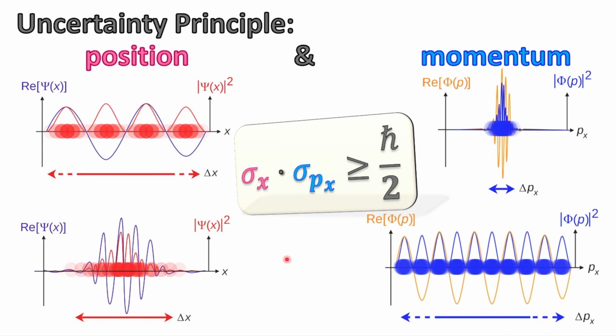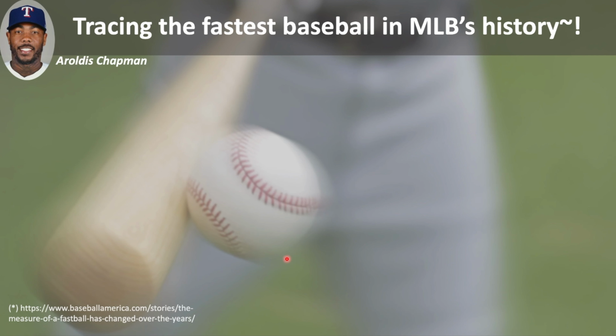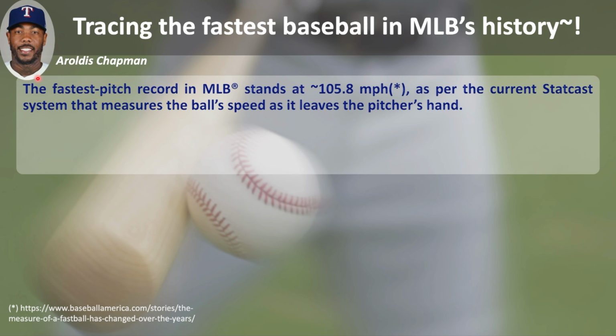Okay, let's land this with an example of everyday life. For this, we're going to be tracing the fastest baseball pitch in Major League Baseball's history. It turns out that Aroldis Chapman, this gentleman here, holds the record for the fastest pitch that stands at around 105.8 miles per hour, according to the current StatCast system that measures, among different aspects of the game, the baseball speed as it leaves the pitcher's hand.